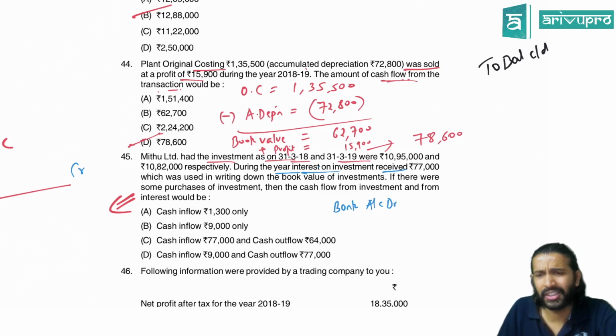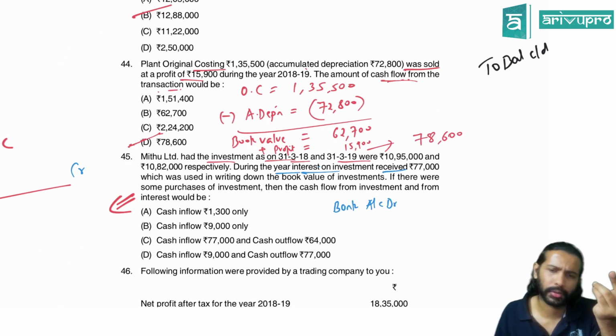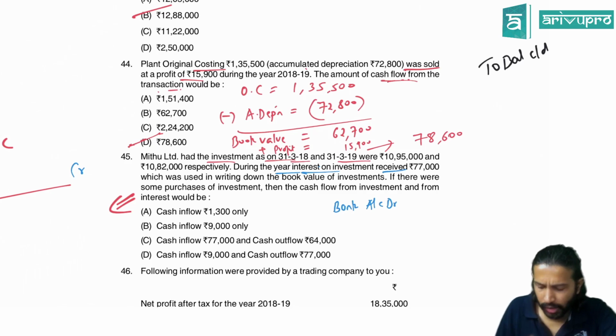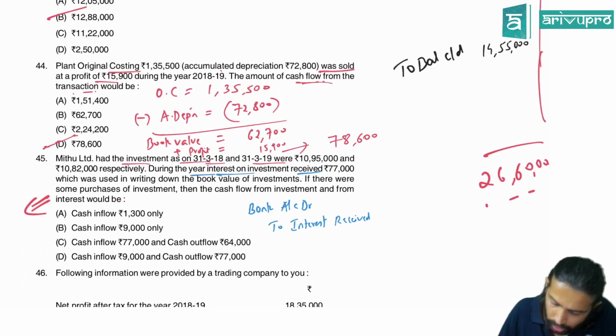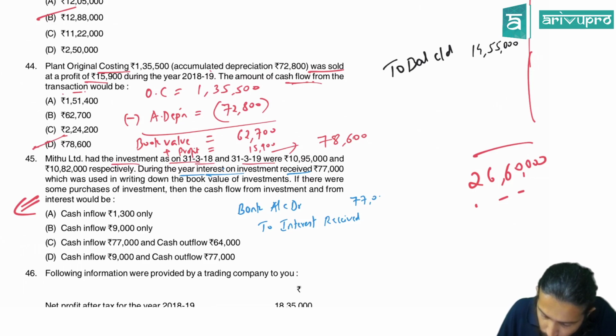Journal entry: interest is an income. What is the journal entry for income received? Cash or bank account debit to income account. Here the income is interest. So you'll write bank account debit to interest received account, which is 77,000.